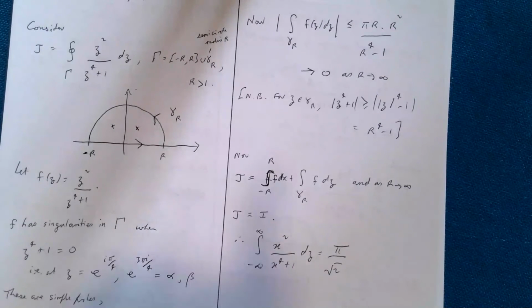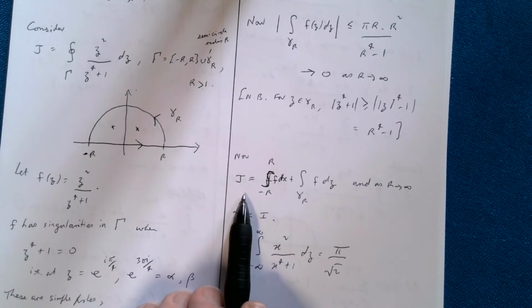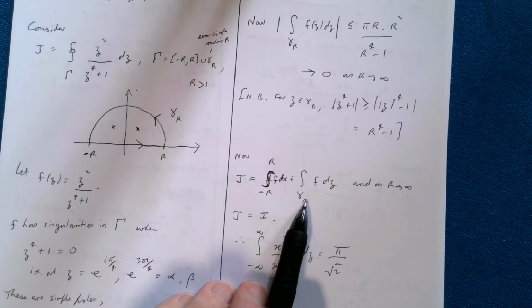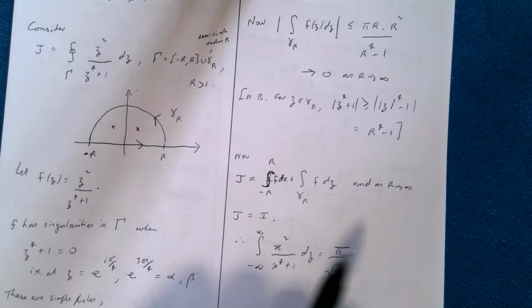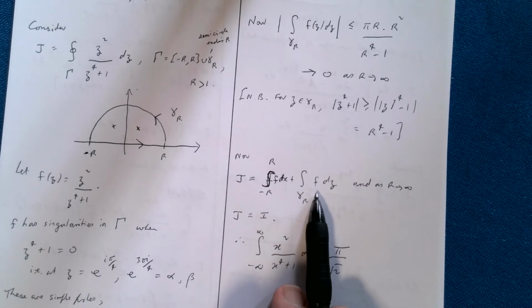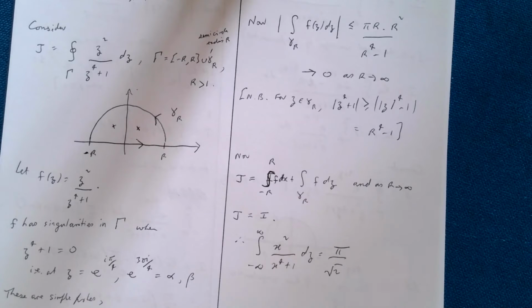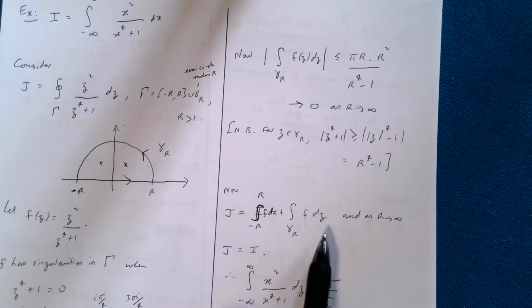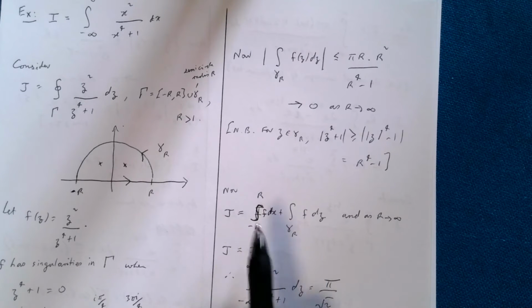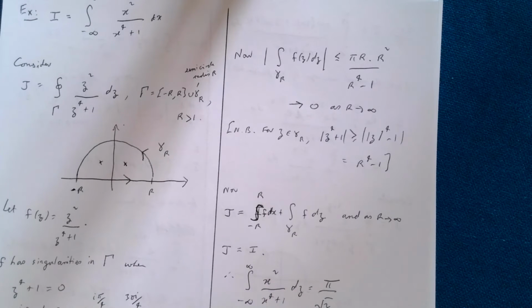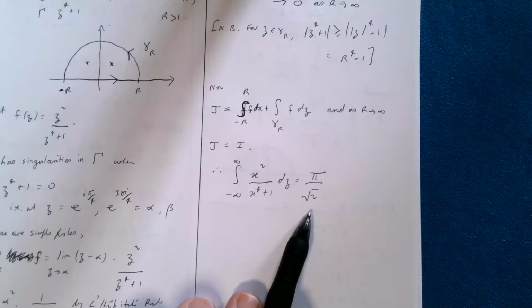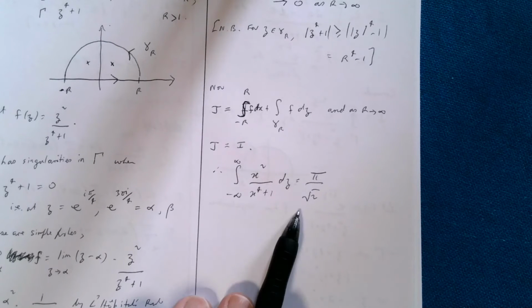So this integral J, whose value we know, is the integral along the real axis from minus R to R plus this integral along gamma R. And as R goes to infinity, this goes to 0, because of course if the magnitude of the integral goes to 0, well, the integral goes to 0. And this bit turns back into our I integral that we started with. And that means J equals I, and so there's the value of our integral. It's pi on root 2, which, as I said, you could have gotten by elementary means in this case.